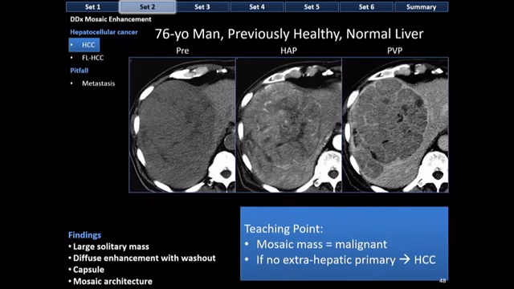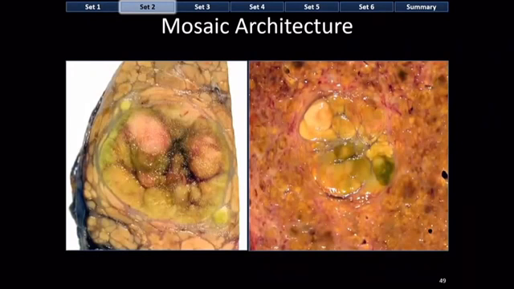So why do HCCs have mosaic architecture? Well, Dr. Clausen can talk about radiology, so now I'm going to embarrass myself by talking about pathology. But in the same way as Dr. Clausen mentioned, these progressed HCCs have internal nodules of varying degrees of progression. Some of the nodules might be early HCC, some might be more progressed. There might be some areas of hemorrhage or necrosis. There might be some areas where there's biliary retention. There might be some areas where there's not.